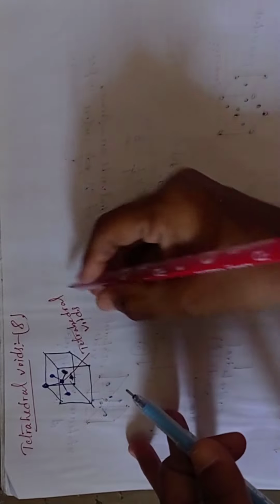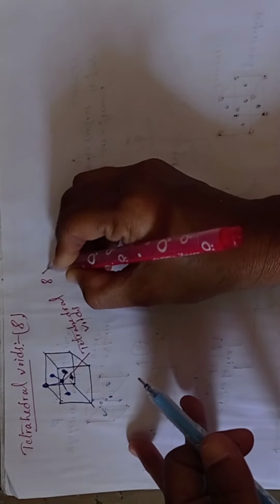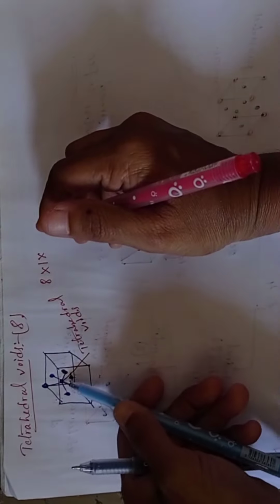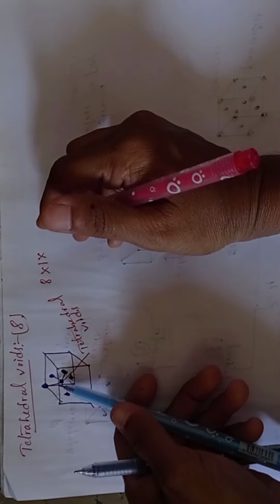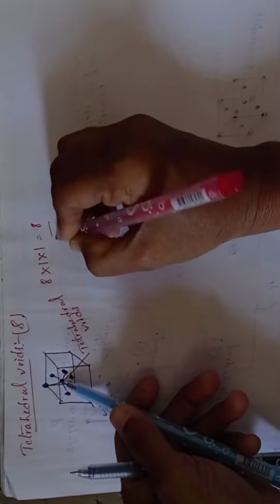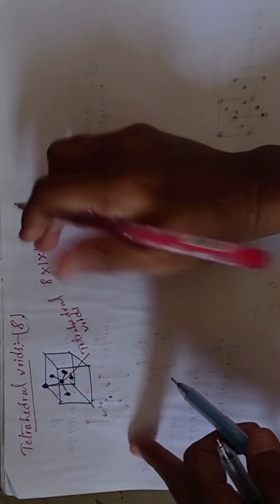How many tetrahedral voids? How to find? Total 8 corners. And this tetrahedral void, how many tetrahedral voids are formed? Only one. Okay, at each corner. And this corner, its contribution is how much? Because this tetrahedral void is present inside the unit cell, that's why its contribution is 1. Understanding? So total how much, students? 8 tetrahedral voids we will get in the FCC.